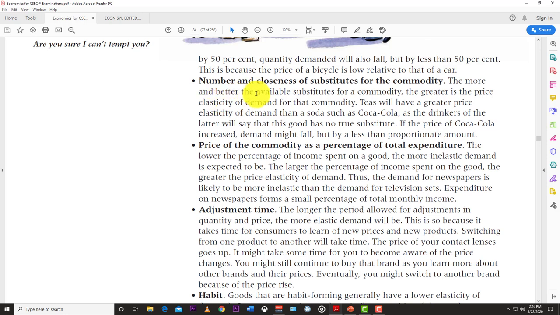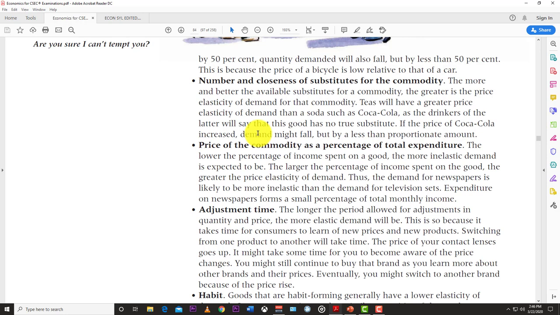The more and better the available substitutes of a commodity, the greater is the price elasticity of demand for that commodity. Tea will have a greater price elasticity of demand than a soda such as Coca-Cola, as the drinkers of the latter will say that this is good and has no true substitute. If the price of cola increased, demand might fall, but by less than a proportionate amount. Now, quite frankly, I don't really agree with that. But if you're talking about brands, sure.